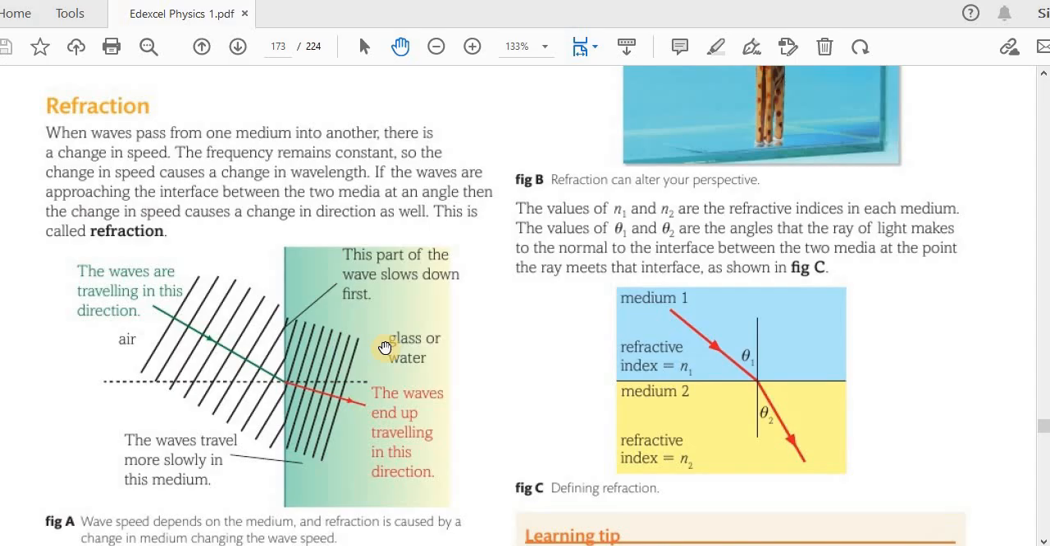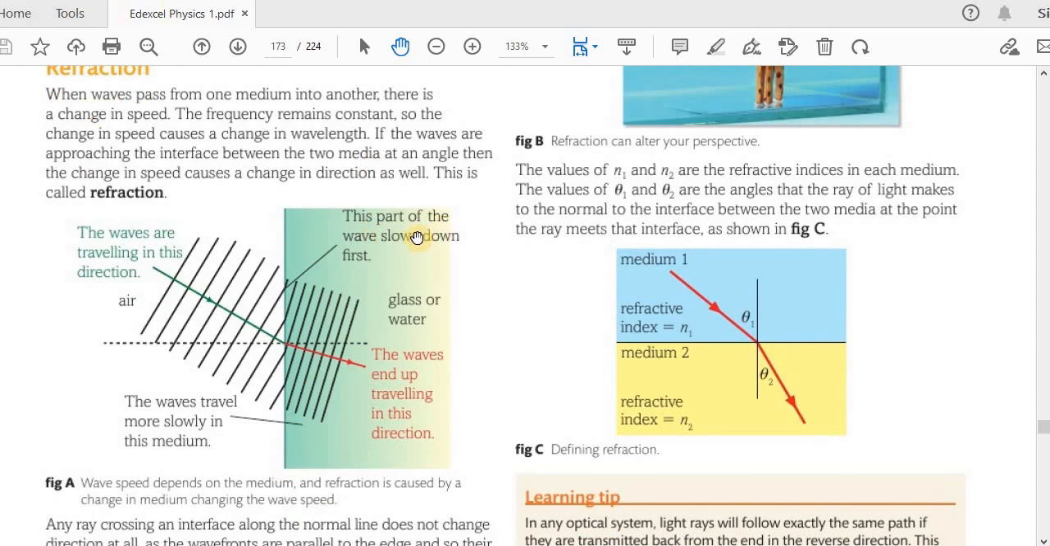The wavelength will decrease when it goes from air to glass or water. The wave speed will decrease, the frequency remains constant, the wavelength decreases, but there won't be a change in the direction if the ray or waves come along this. The waves are traveling in this direction. The green arrow indicates the direction.